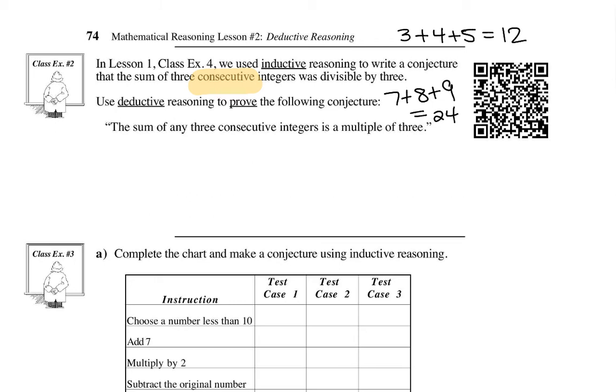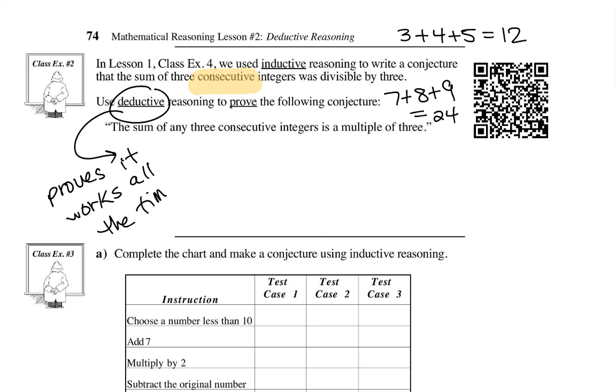Does that prove that it always works? No. That's inductive. Today's lesson is on deductive. This proves it works all the time, if you can prove it, if it's sound mathematically, if it's logically true. You don't make any mistakes.